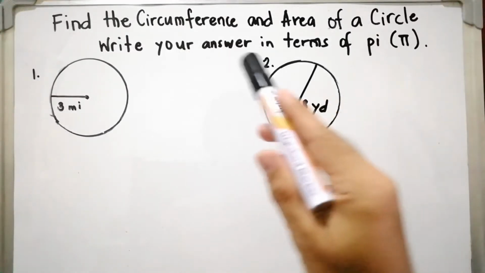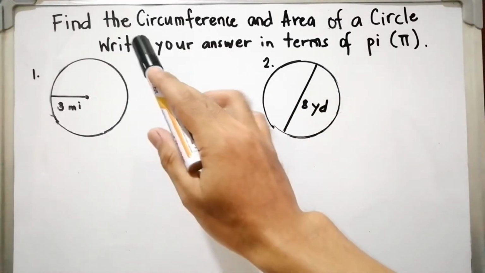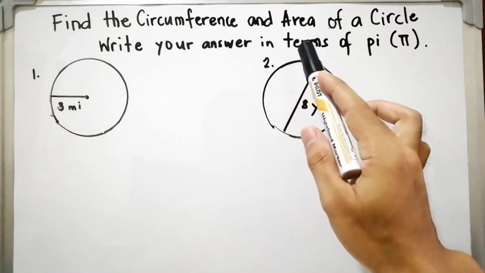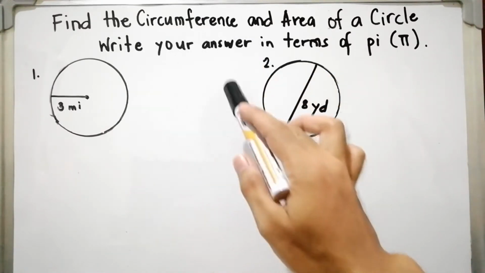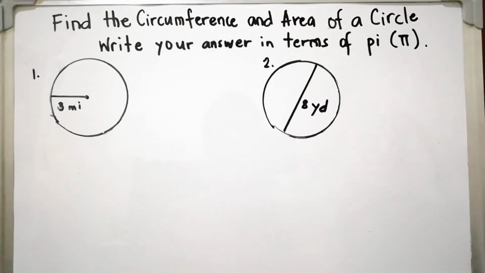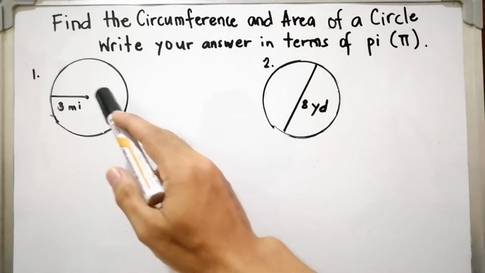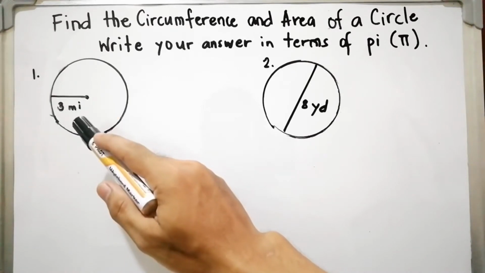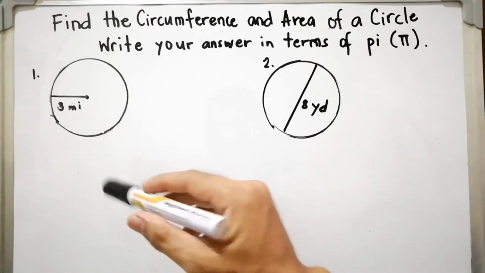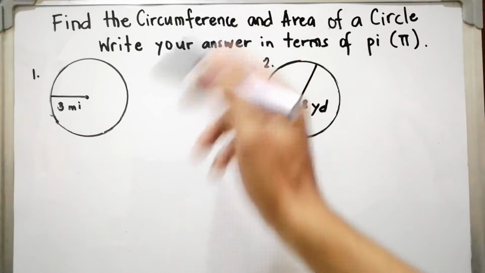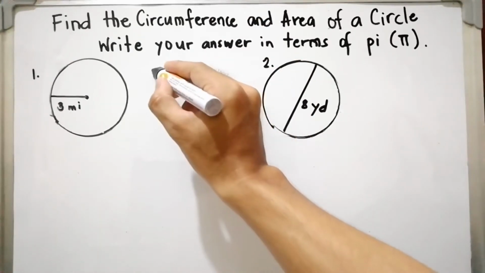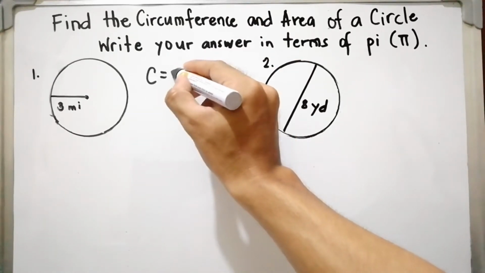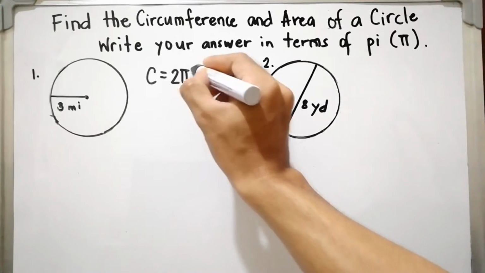So let us have the following examples. Find the area and circumference of the circle. Write your answer in terms of pi. For item number 1, the given is 3 miles for the radius. So again, the given is radius. Therefore, for the circumference of the circle, we have C is equal to 2 pi r.